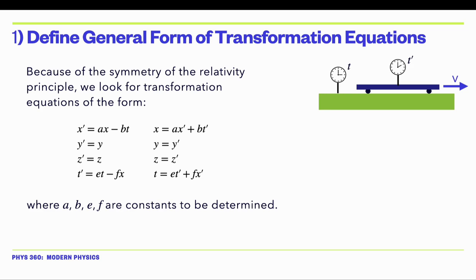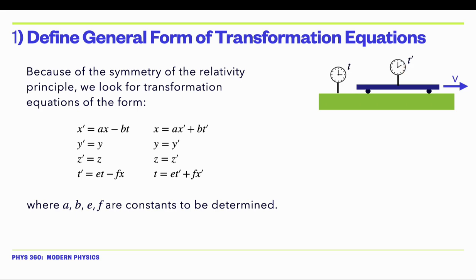We're going to use the Galilean transformation equations as a guide. Because the primed frame is moving along the positive x-axis with respect to the unprimed frame, we'll assume that the y and the z components are not affected by that relative motion. We'll also assume that the x prime and t prime coordinates are linear functions of x and t, and vice versa, x and t are linear functions of x prime and t prime.